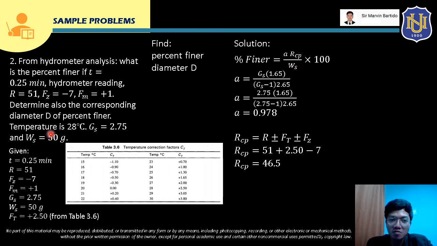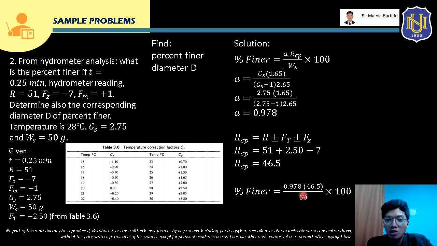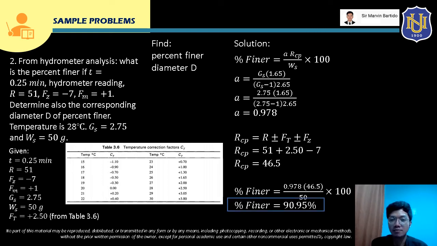Okay, now for the W sub S. So, this is given. This is 50 grams. So, we can now substitute all the values here in our formula. So, our A is 0.978, RCP is 46.5 over 50, so W sub S is 50 times 100. So ito class ay 90.95%. Okay, so this is now the percent finer class at time na 0.25 minutes na yung reading is 51. Okay, so yan class yung percent finer natin.